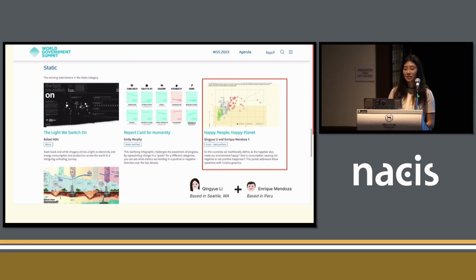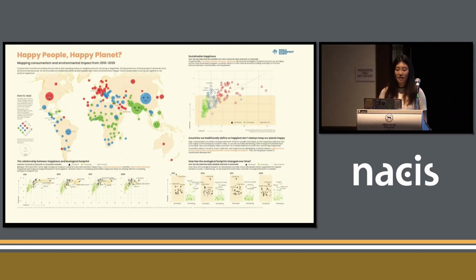I initiated this project back in January of this year, and I collaborated with Erikio Mazzado, a data visualization designer from Peru. To our delight, our poster, which is highlighted in orange here, actually won the 3rd prize in the 2023 World Data Visualization Competition poster category. And our project really dived into the theme of sustainable happiness.